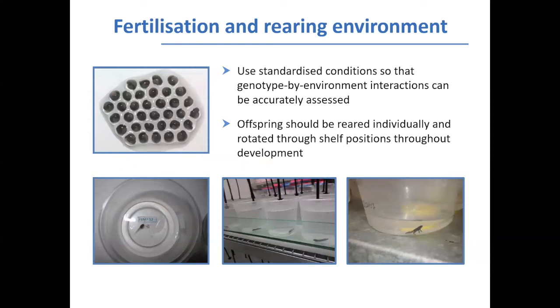Now, both fertilizations and the rearing of offspring should be conducted under standardized laboratory conditions so that genotype by environment interactions can be accurately assessed. Following artificial fertilizations, embryos should be carefully separated and reared individually in ventilated containers. Developing embryos should be randomly allocated to a position on the shelf, and throughout development should be regularly rotated through shelf positions to avoid microenvironmental differences, for example, differences in temperature or humidity within the room.